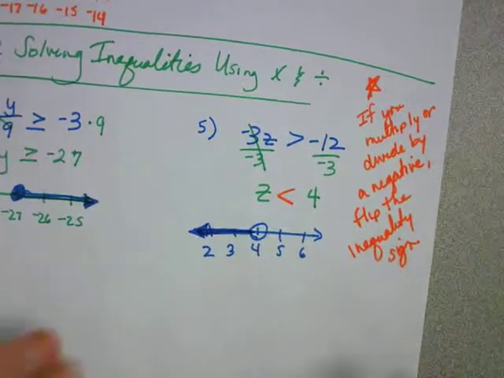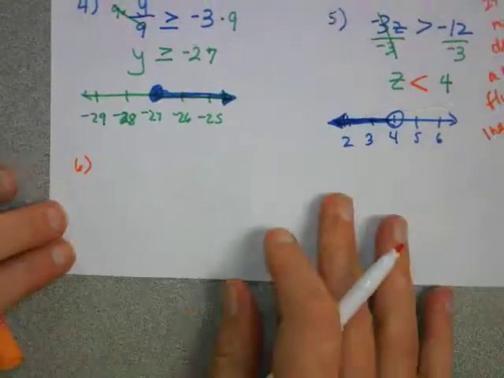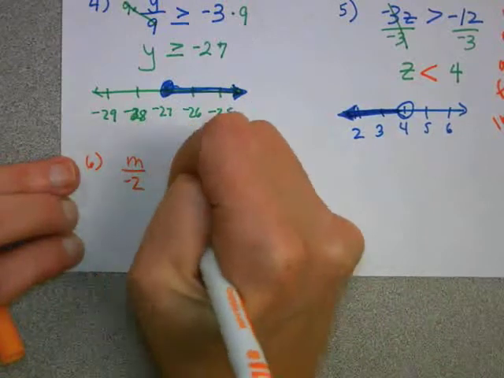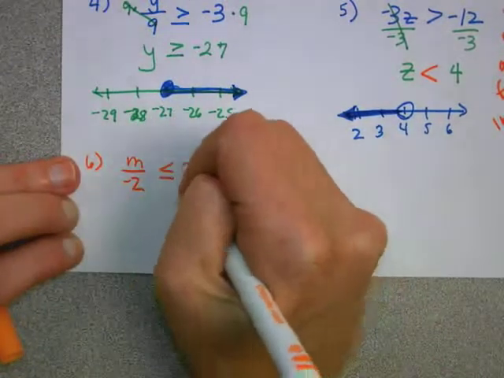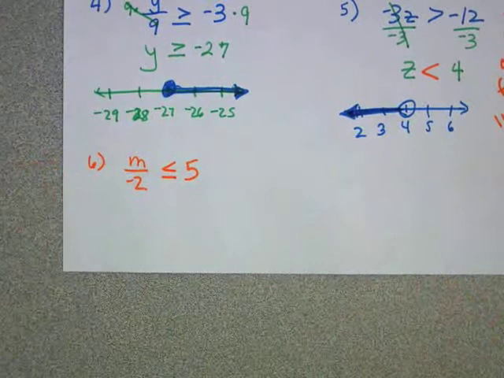Okay, so the last one we're going to do here, number 6, is m over negative 2 is less than or equal to 5. So go ahead and pause the video and make sure that you can do this on your own, and then when you're done, come back and see if you got it.